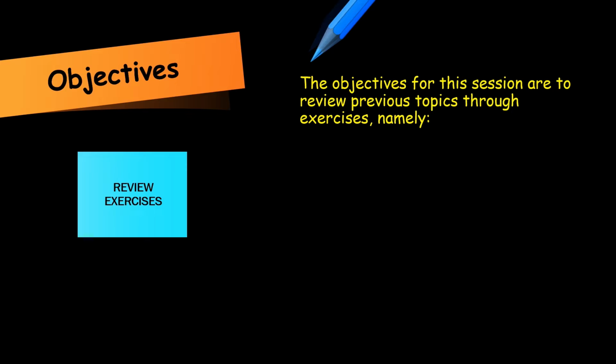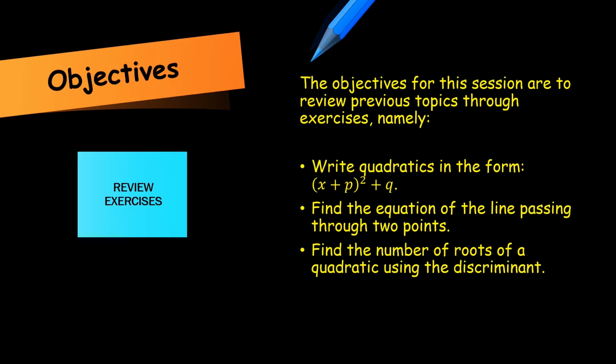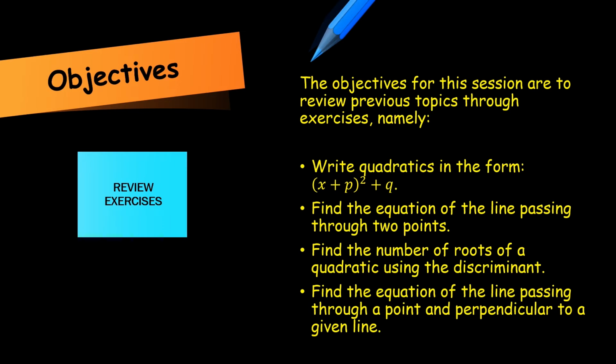The objectives for this session are to review previous topics through exercises, namely: write quadratics in the form (x + p)² + q, find the equation of the line passing through 2 points, find the number of roots of a quadratic using the discriminant, and find the equation of the line passing through a point and perpendicular to a given line.